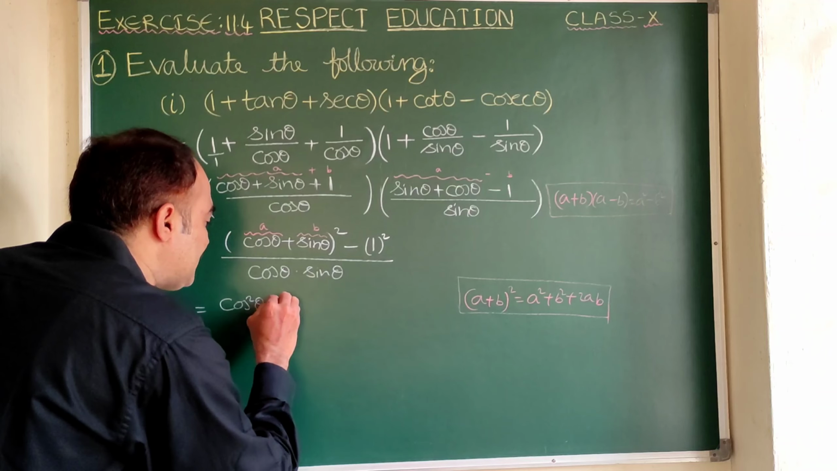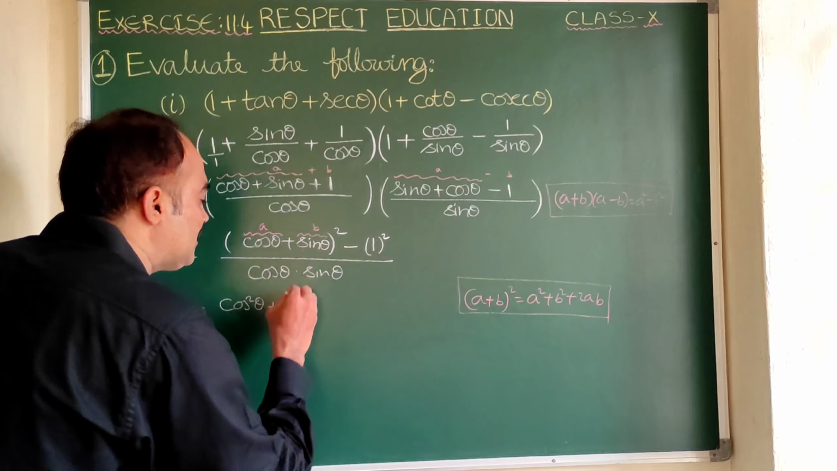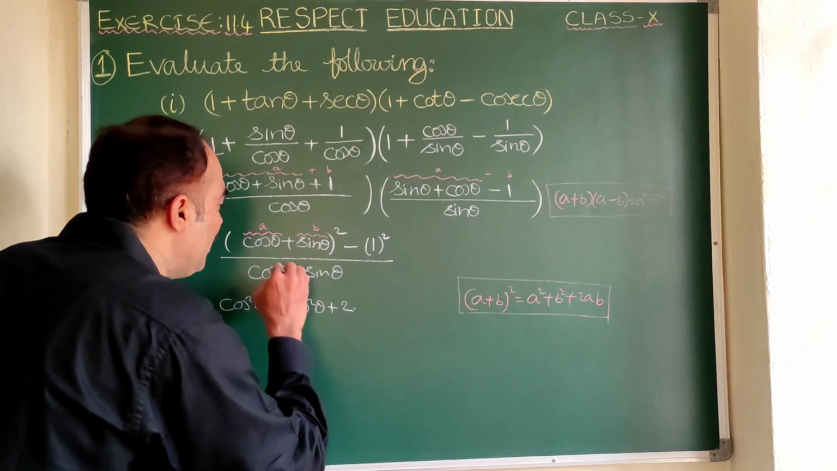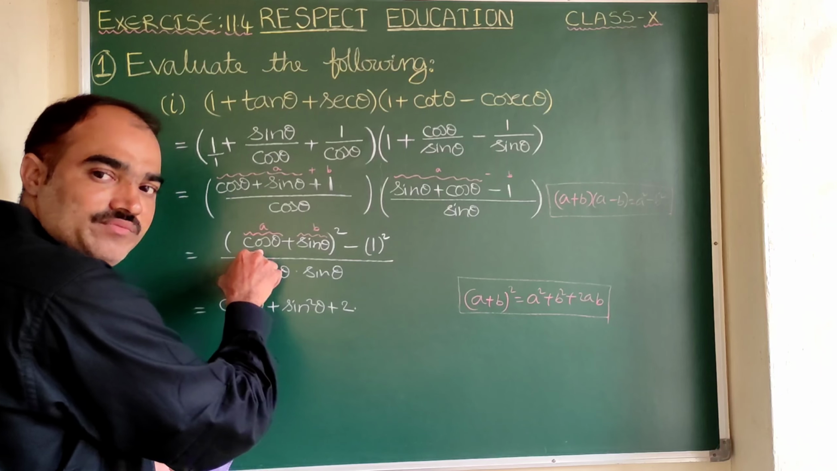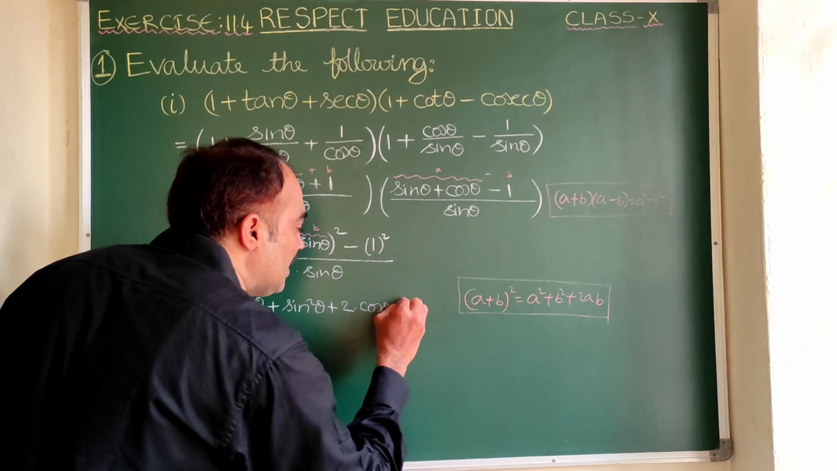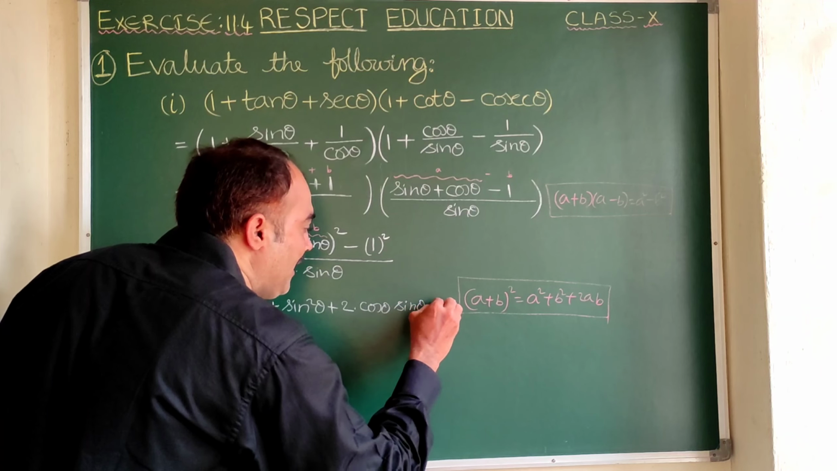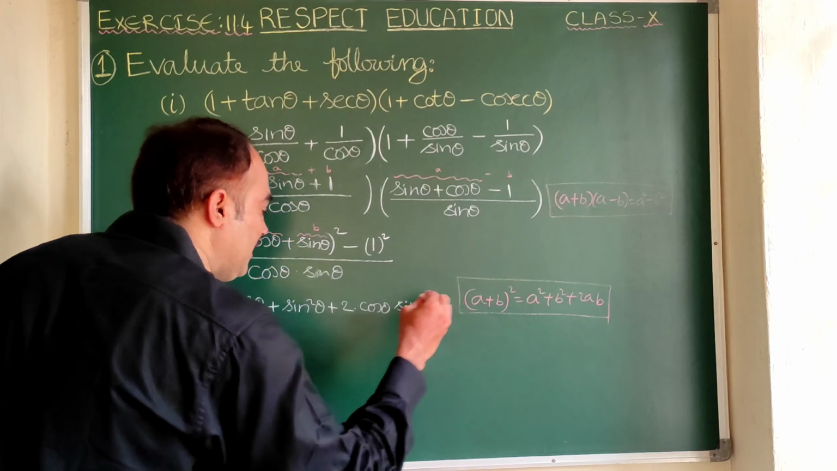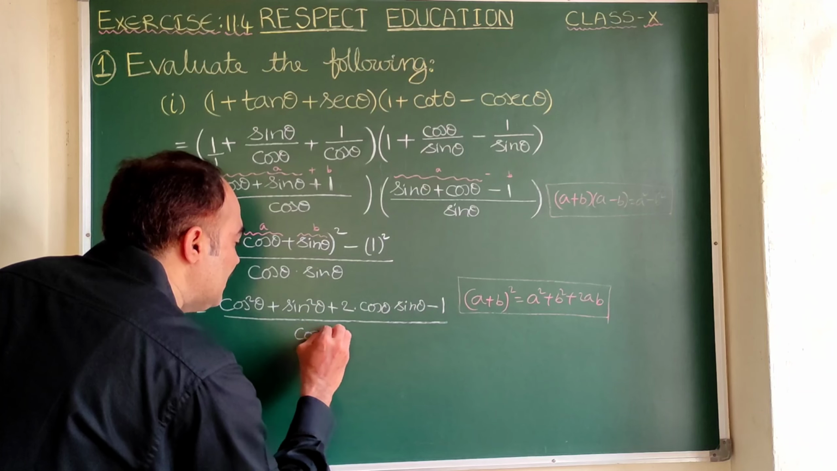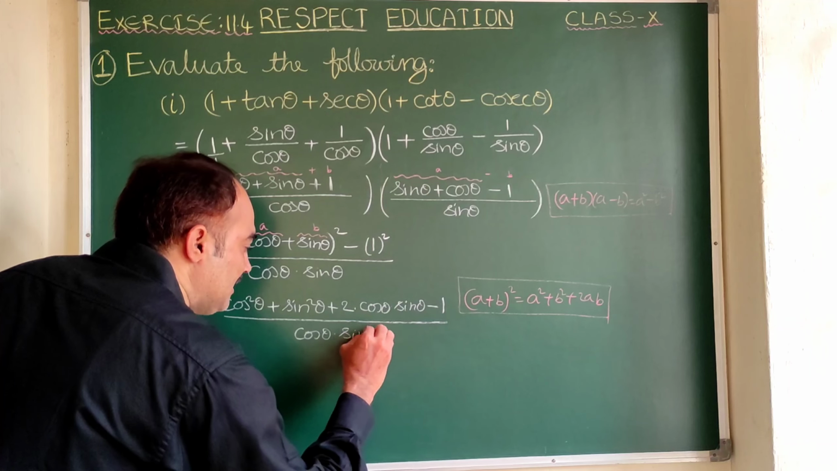Same way, plus B square. B square means sin square theta, plus 2 into A into B. A means cos theta, into B means sin theta. So here 2 cos theta into sin theta minus 1 square is 1, divided by, let us maintain the same denominator, that is cos theta into sin theta.